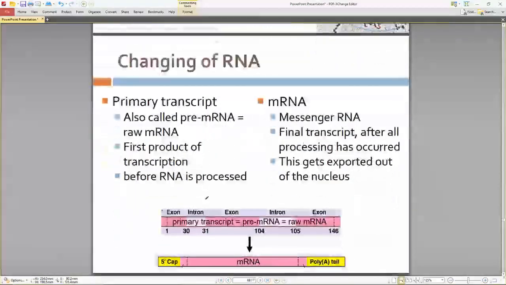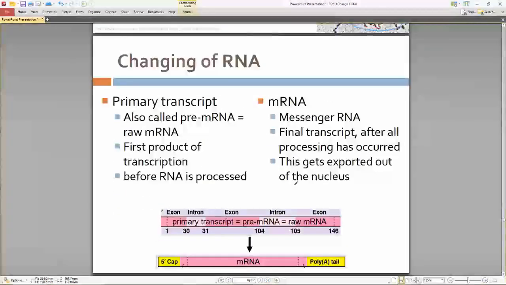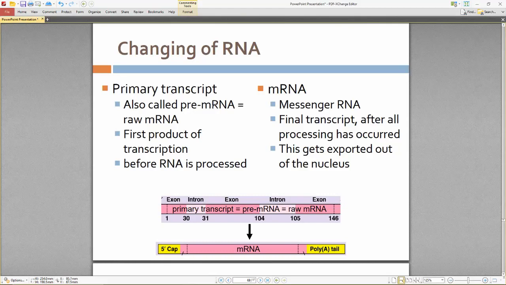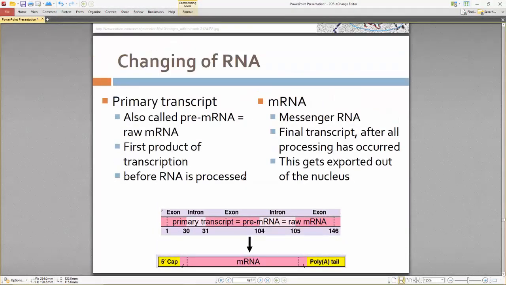Right, cool. So, the changing of RNA. When you have just finished transcription, we call that RNA the primary transcript. I think RNA processing is unique to eukaryotes, so what's being said here is only going to apply to eukaryotes. In eukaryotes, when RNA is done transcribing, at first it's called the primary transcript, or also called pre-mRNA or raw mRNA.